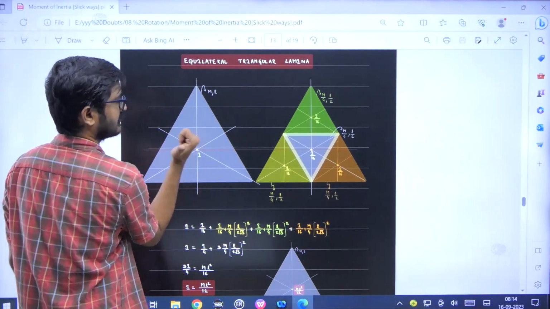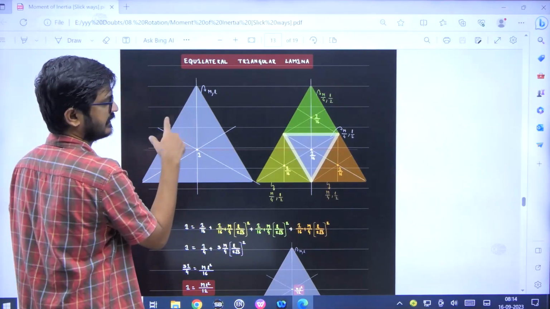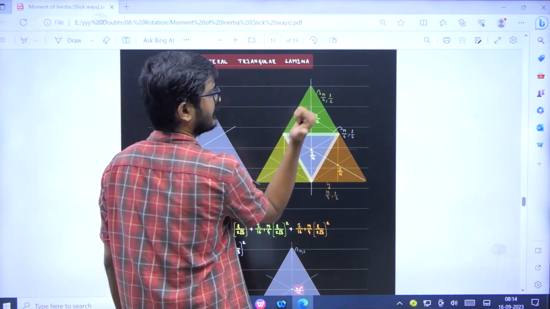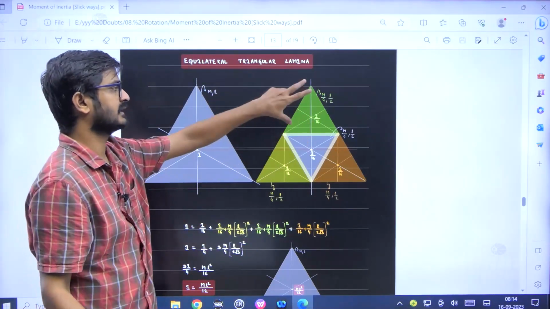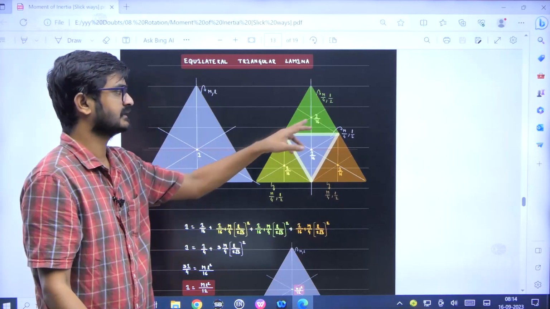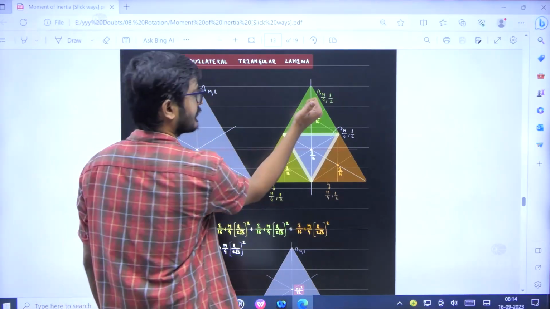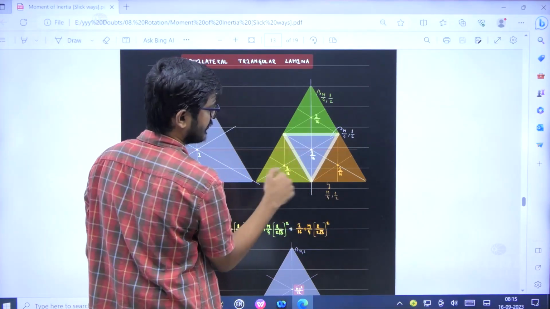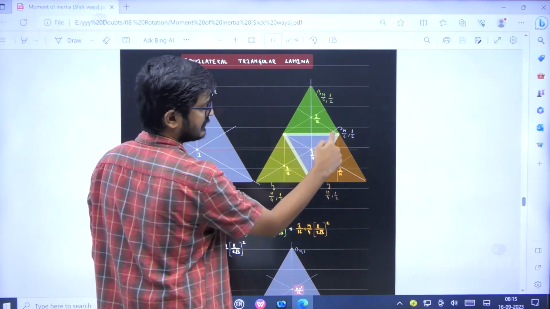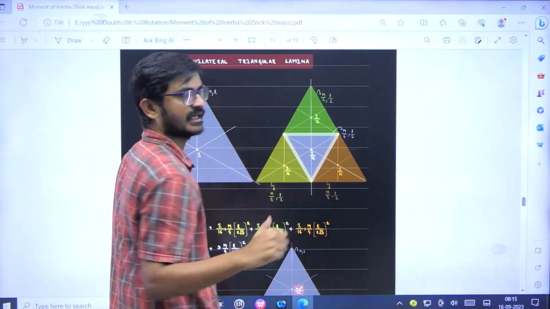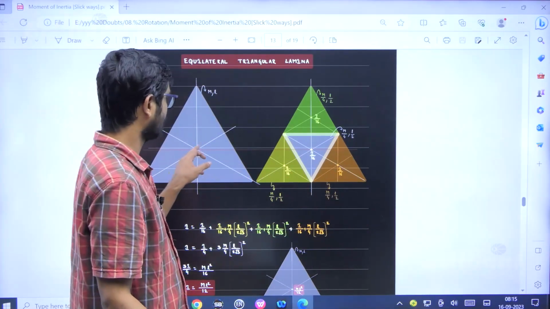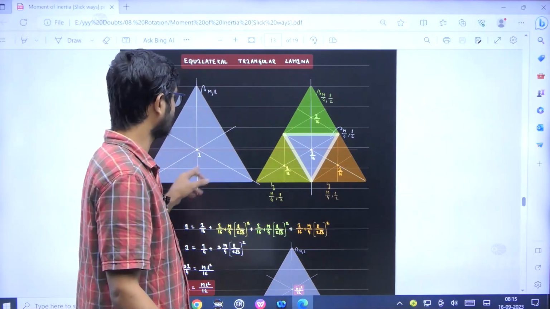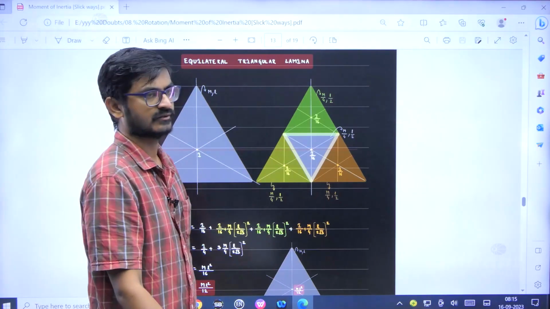If the moment of inertia about this axis is I for this big triangle, for this small triangle it will be I/16, because mass is becoming 1/4 and length is becoming half. By dimensional analysis I can say the moment of inertia of the green triangle about this axis is I/16, white I/16, yellow I/16, brown I/16. Now you see this point and this point are the same. The centroid of the bigger white triangle will be the same as the smaller white triangle.